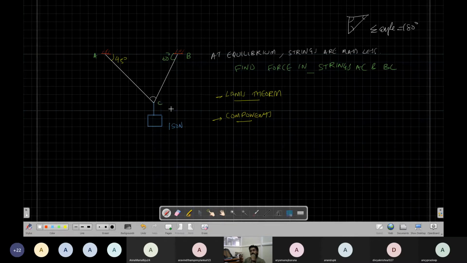If we know the angles, can we find the force in the string? So the first step is to draw the free body diagram. It will be better if you draw the free body diagram for this point. Draw the free body diagram, and if you have it you can raise your hand and tell me.